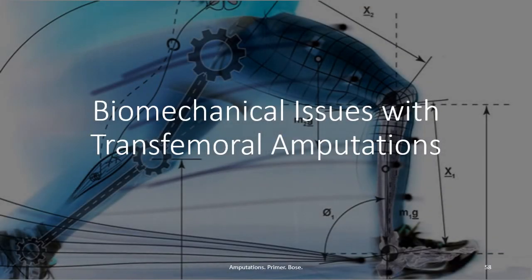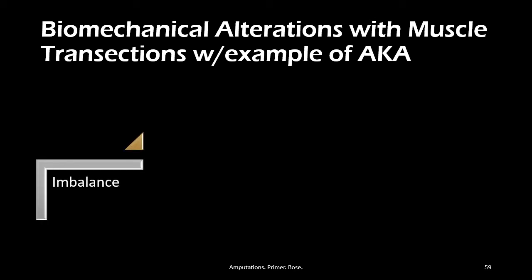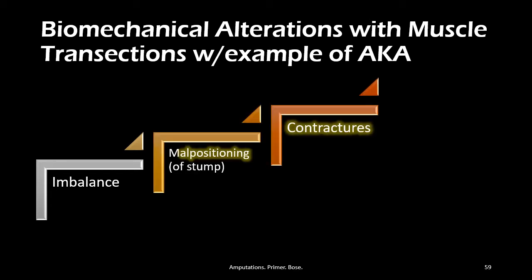Let's now discuss the biomechanical issues caused by transfemoral amputations. For all agonists, there are antagonists. As you know, muscles provide balance amongst opposing group of muscles. Without opposition, there would be unopposed action, which leads to contractures and the resulting functional impairments. When muscles are divided or transected, this balance is lost. Due to the loss of this balance, there is stump malpositioning.